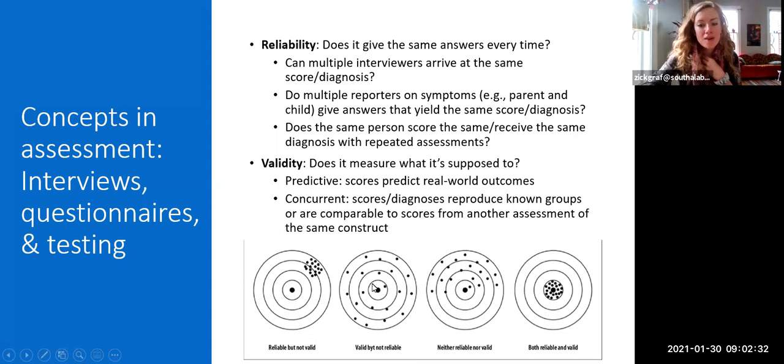So as you can see here, one dart got in the middle, there's other darts that are close to the middle, but the darts are not close to each other. So different administrations or different interviewers were not able to get the same answer with this measure. And a measure that's neither reliable nor valid, there's fewer darts near the middle, and the darts are also not close to each other.